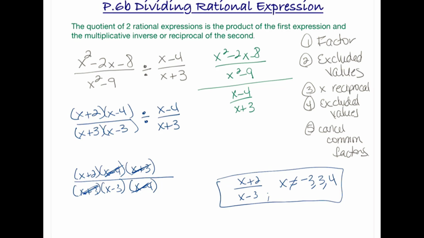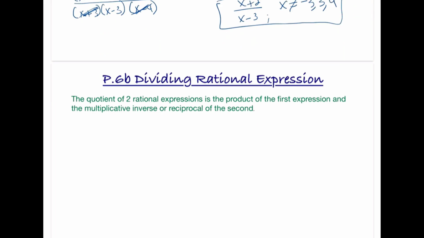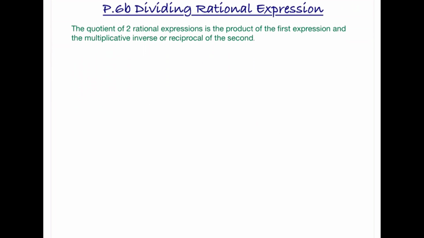Hopefully I didn't confuse you more. All right, let's go for one more problem. So let's go with x squared plus x over x squared minus 4, divided by x squared minus 1 over x squared plus 5x plus 6.